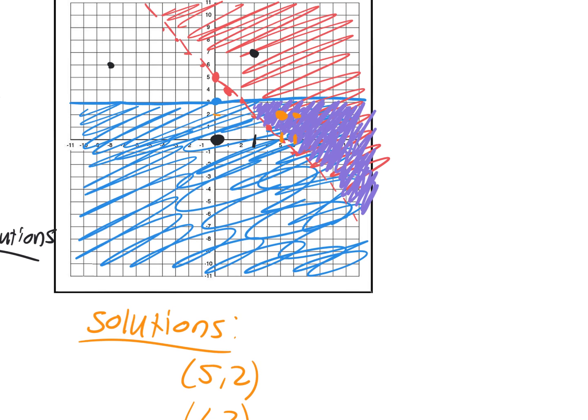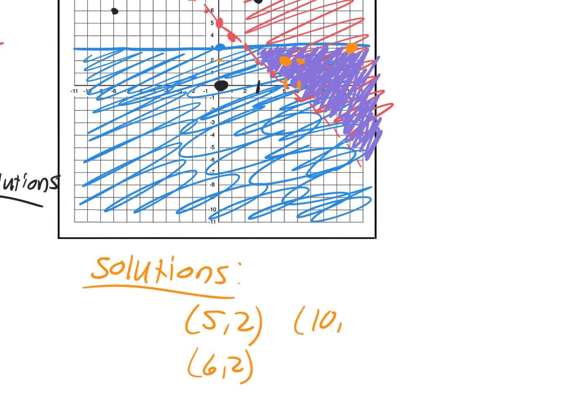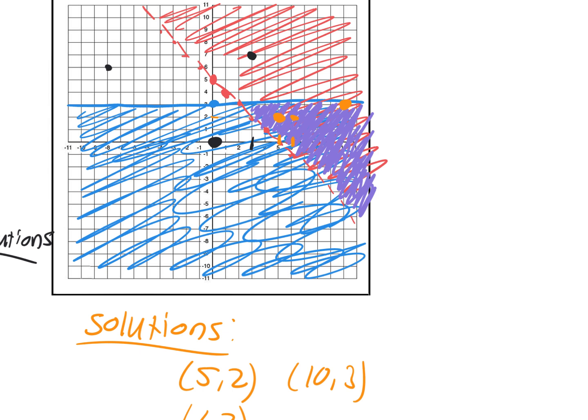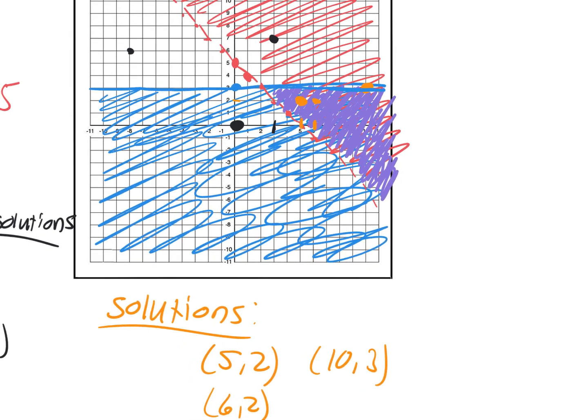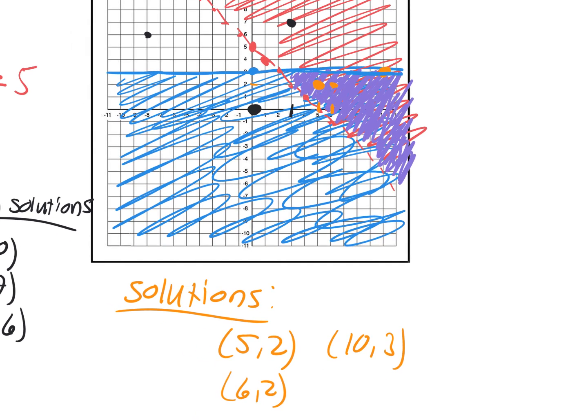Also keep in mind, I can pick something that's on this blue line, right? So I could pick like 10, 3. My drawing's not that great, but you can see that we have a solid line right here. If it's on a solid line, it is a solution. It wouldn't be a solution if it was on a dashed line.